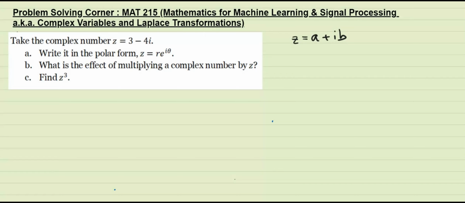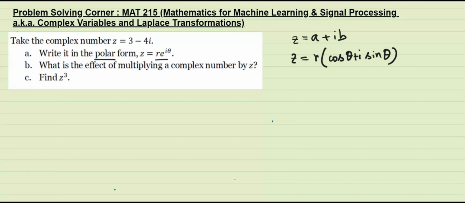And then in question number A, it says write it in the polar form. The important keyword here is the polar form. We know the polar form of a complex number is this, where we have r times e to the power i theta. This is actually the exponential form. We could have also written it with the help of Euler's formula, where z equals r times cosine theta plus i sine theta. They're the same form.